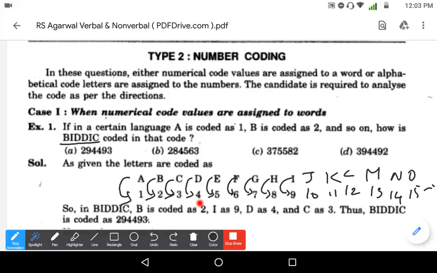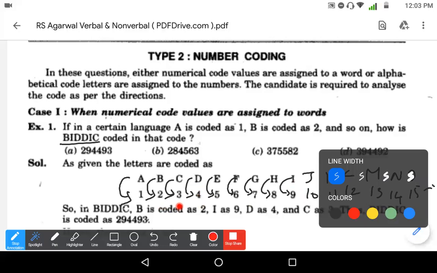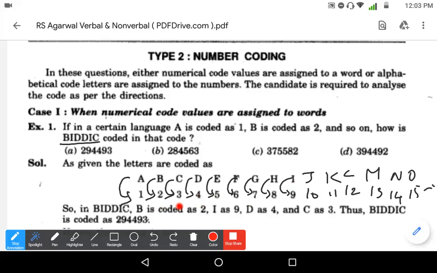Again D, the number is 4. I, the number is 9. And then C, the number is 3. So let us put all these numbers together. B is 2, B is 2, I is 9, D is 4, again D is 4, again I is 9, C is 3. So 294493, this is the code or the codification done using the number coding.